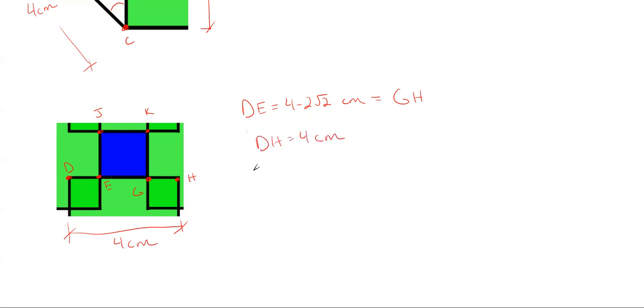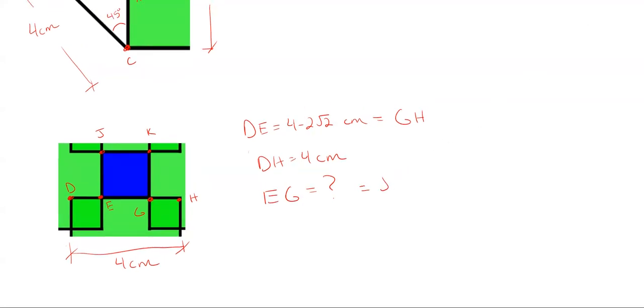And what I'm really looking for here is whatever EG is. Because EG will be equal to JK, which is equal to EJ, and is also equal to KG. So basically the sides of this little blue square. So if we find one of them, we just have to square it to get that area. So let's just focus on getting EG here.